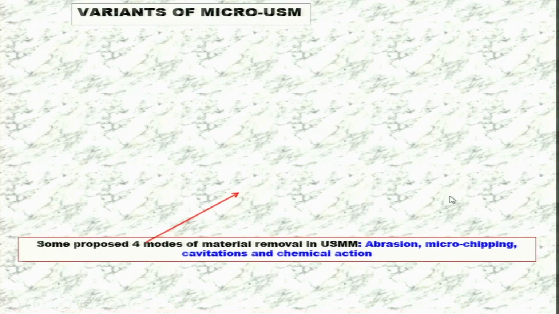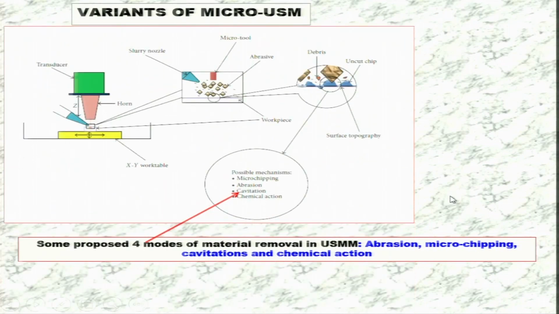Variants of microsystem. Now you can have microchipping, abrasion, cavitation, chemical action as the 4 variants of removal of the material. Now you can see here slurry nozzle, this is the micro tool, these are the abrasive particles, and this is the workpiece. So debris are there, the material removed from the workpiece known as debris, and this is the uncut chip.